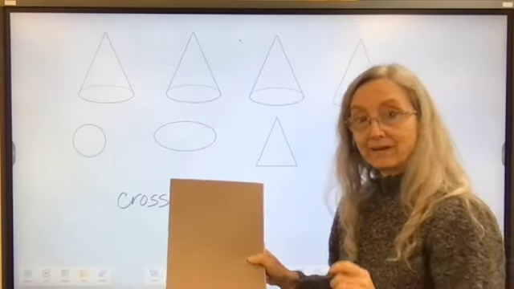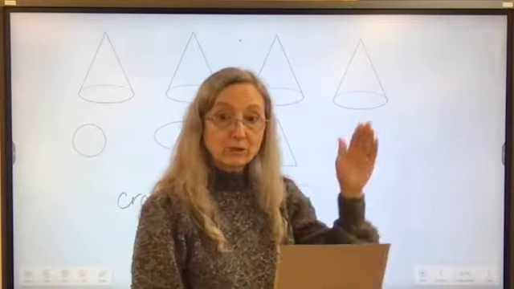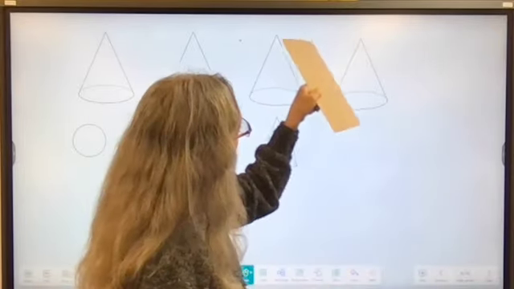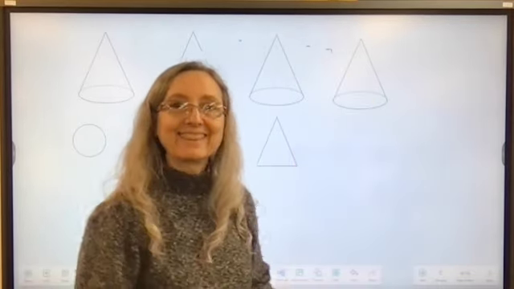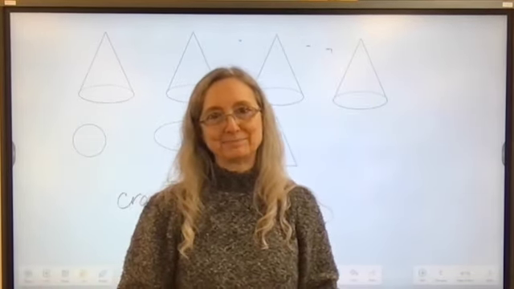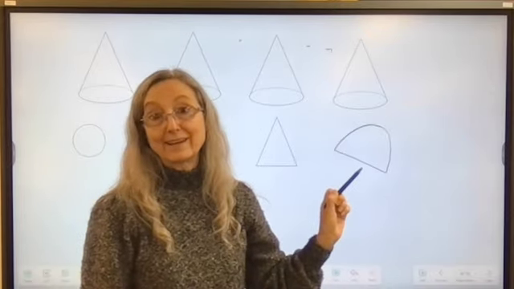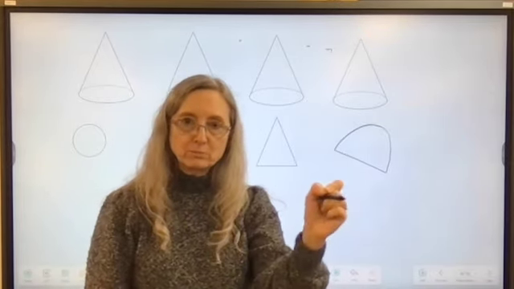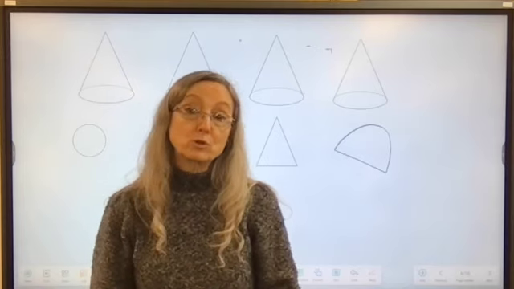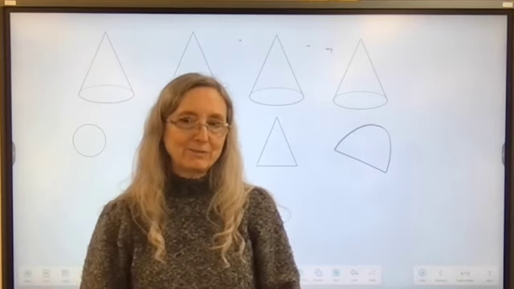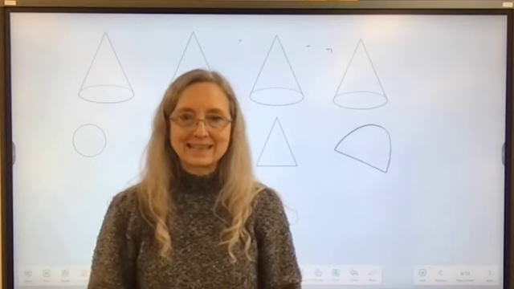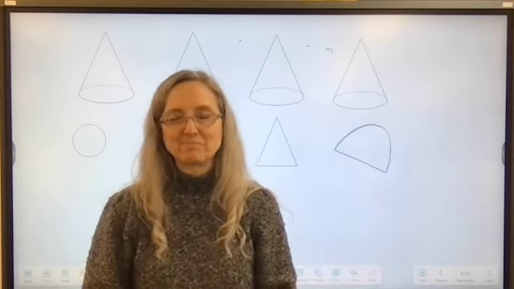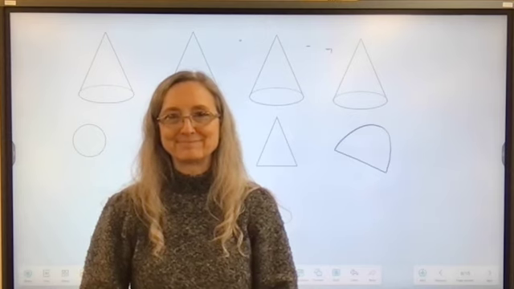But what if I cut through the cone at an angle like that, but it goes through the base like that, then what would it look like? This would look more like a hyperbola with a flat bottom. So those are cross sections. You may be asked to identify what the cross section would be or to draw a cross section, but if you understand it, it's not too terribly hard.